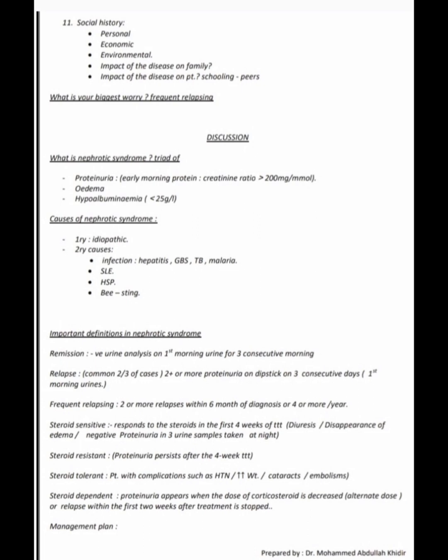Now discussion. So what is nephrotic syndrome? Triad of nephrotic syndrome, you all know that. That is proteinuria: early morning protein creatinine ratio is more than 200 milligram per millimole. Edema. Hypoalbuminemia: less than 25 gram per liter.